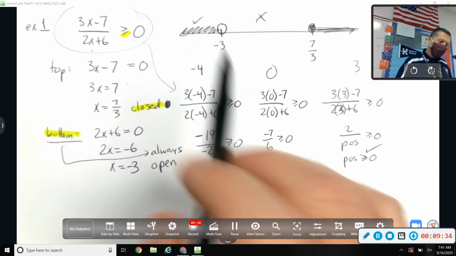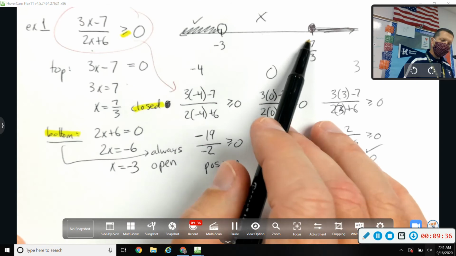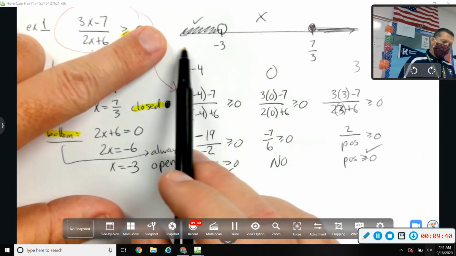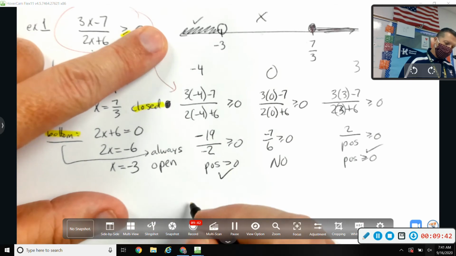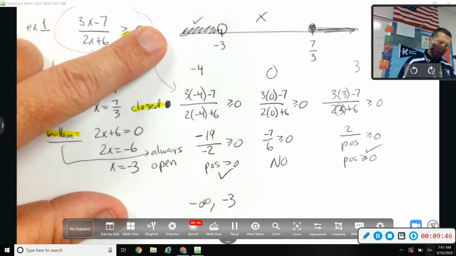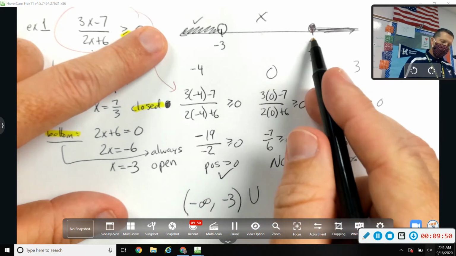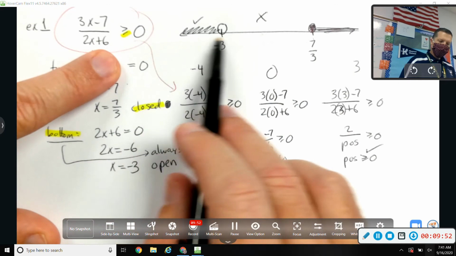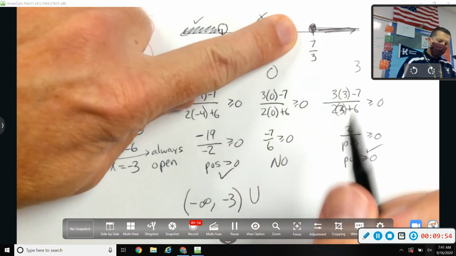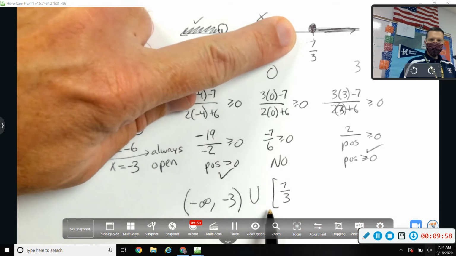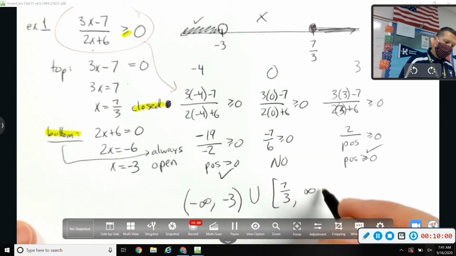Don't have our final answer yet because we wanted interval notation. So we read our number line from left to right. The answers start at -infinity, and they go to -3. And then they pick back up again, and I'm just reading left to right. I start again at 7/3 with the bracket because it's closed, and head out to infinity.